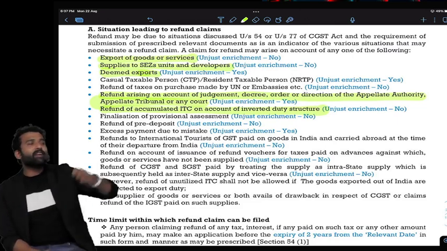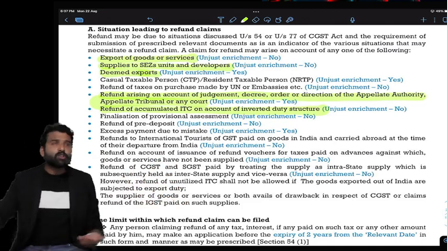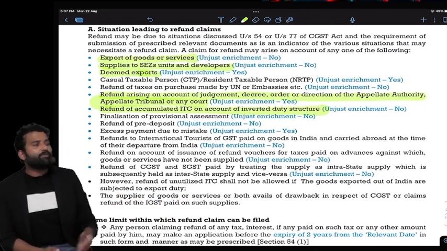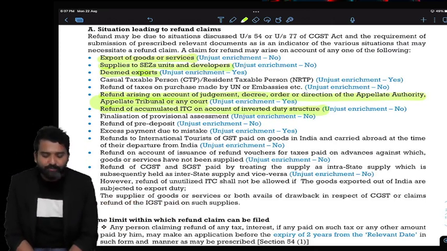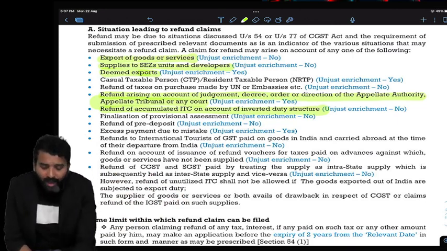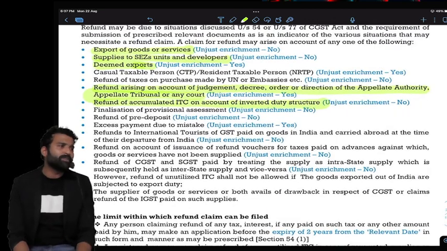Because there are different rates of goods, and some goods are covered under 5% as well, purchases may be at 18%, 28%, or 12% while the sale may be at 5%. In that case, I can claim the refund of the ITC accumulated in my account because of the inverted duty structure. Another point: in that case, I don't have to prove the unjust enrichment.